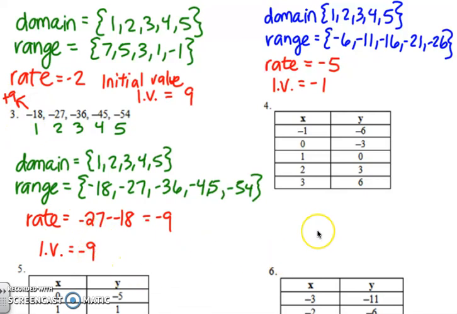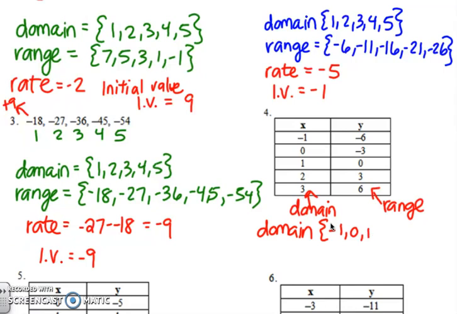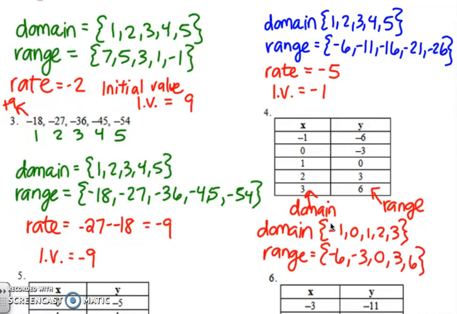Okay? So now let's look at some tables. Domain and range are pretty easy to find in a table. So these numbers are your domain. And then your y values are your range. So I would need to write out domain. Yes, I know this is a lot of work. Negative 1, 0, 1, 2, 3. For your range, you are going to have to write out negative 6, negative 3, 0, 3, and 6. Okay? So domain are the x values and range are the y values, okay?